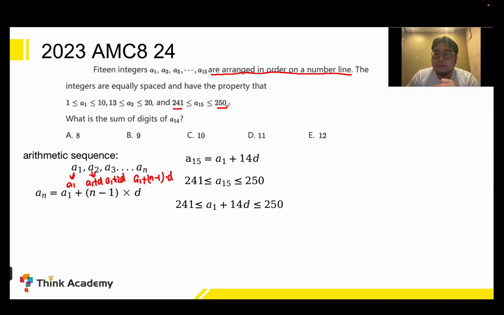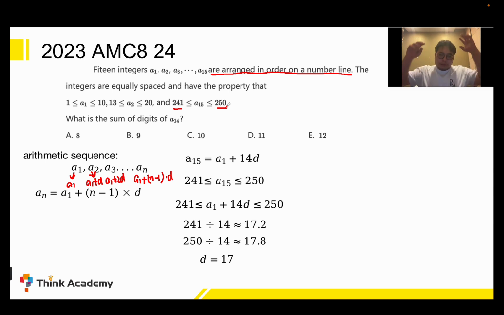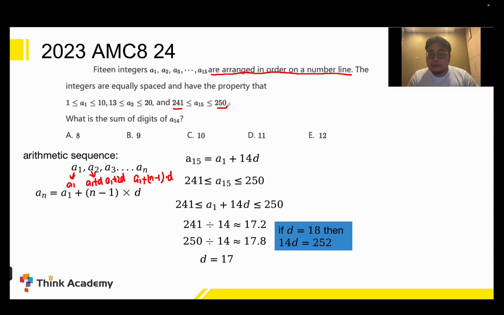241 divided by 14 equals about 17.2. How about 250 divided by 14? Also about 17.8. So we can conclude that d can only equal 17. Some of you may ask, teacher, why not d equals 18? If d equals 18, then 14d equals 252, which is of course bigger than 250.